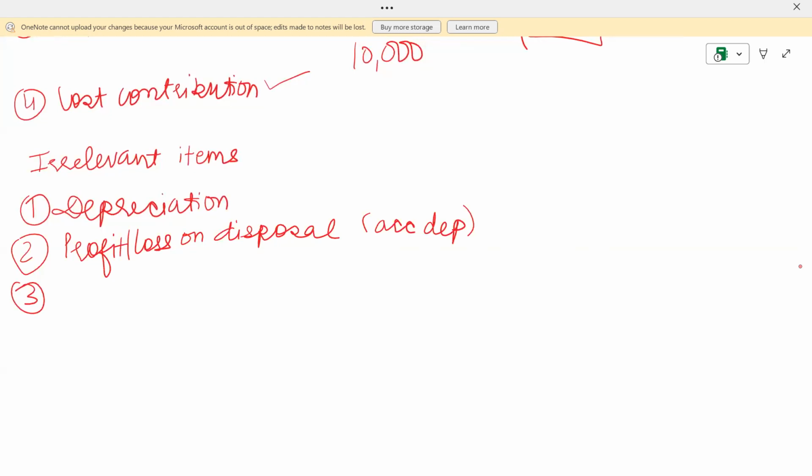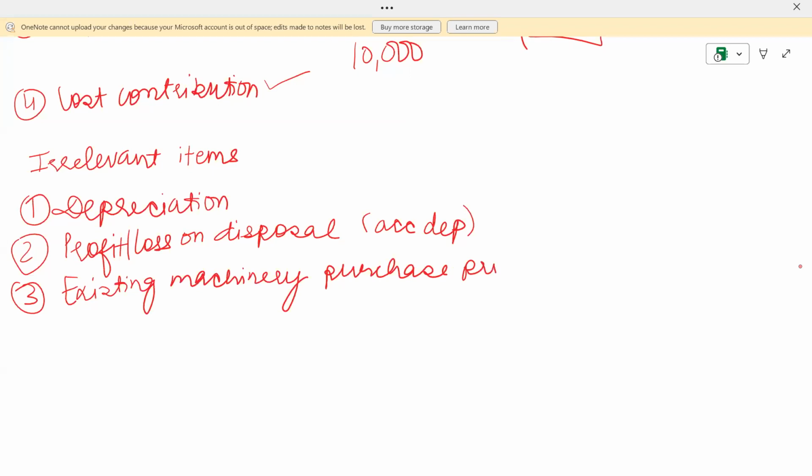Another thing which becomes irrelevant is the original purchase price of any machinery which you have in existence at the moment. So any existing machinery's purchase price, and that's also because it's a sunk cost.